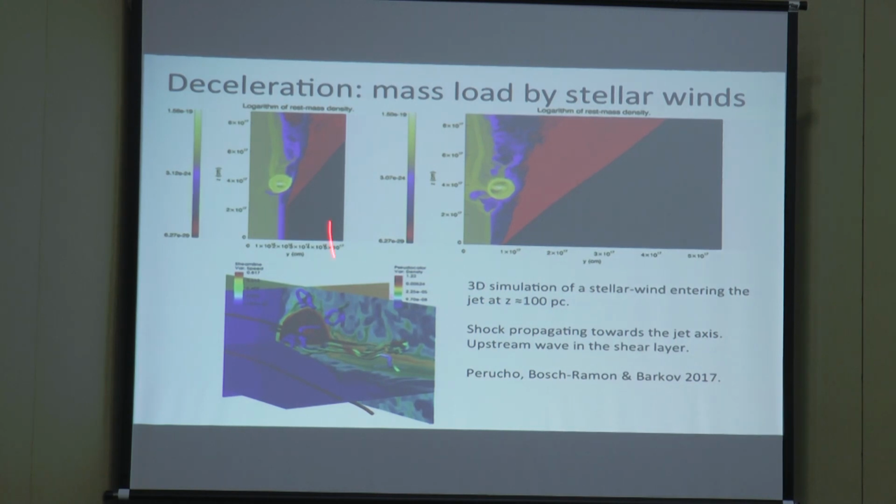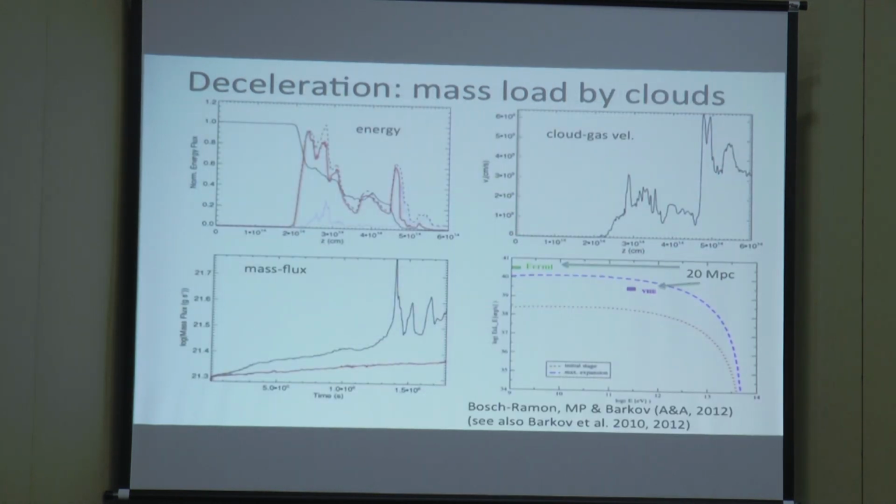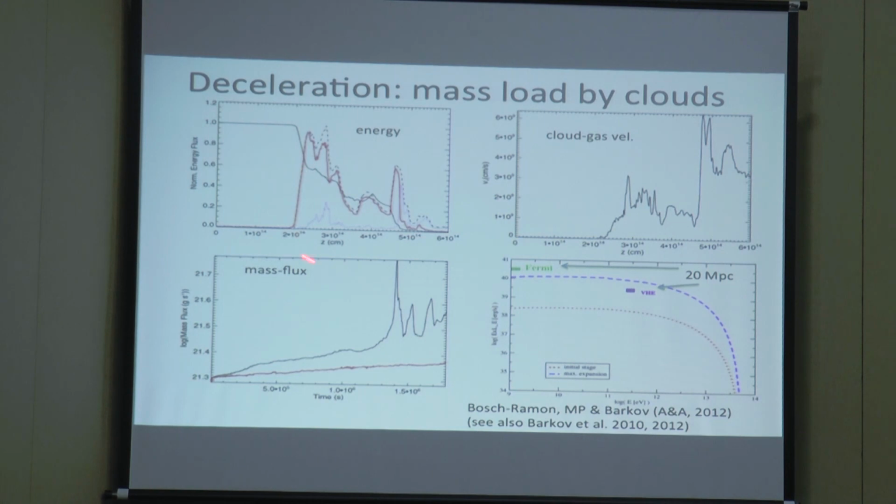This simulation is meant to represent the interaction at 100 parsecs from the jet, and the size of the region is only a fraction of a parsec. This is 6 times 10^17, so it's half a parsec. What we get from these simulations, this is again from the 2D, is the jet energy before the interaction and after the interaction, normalized to 1.